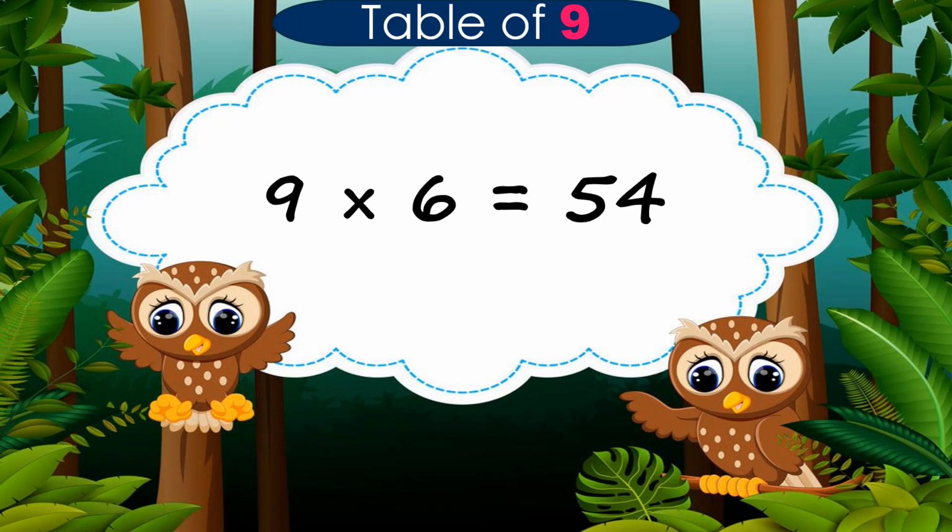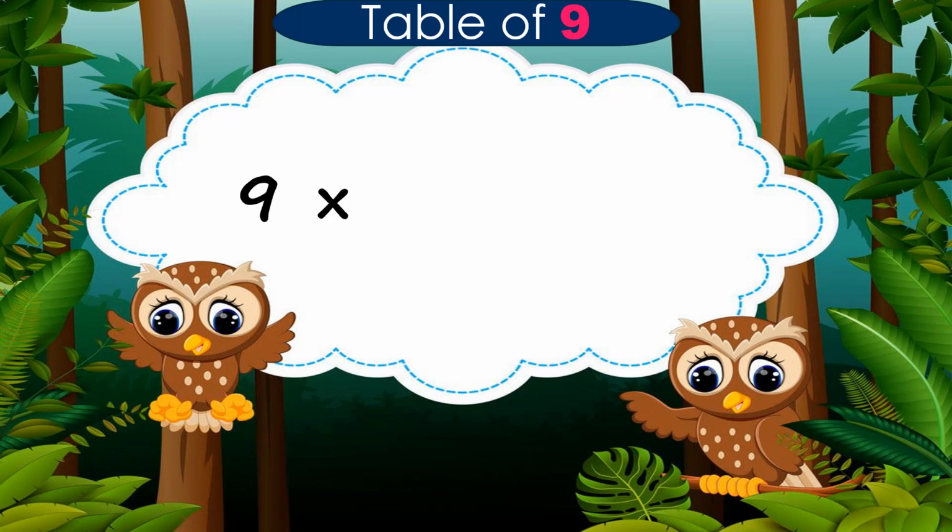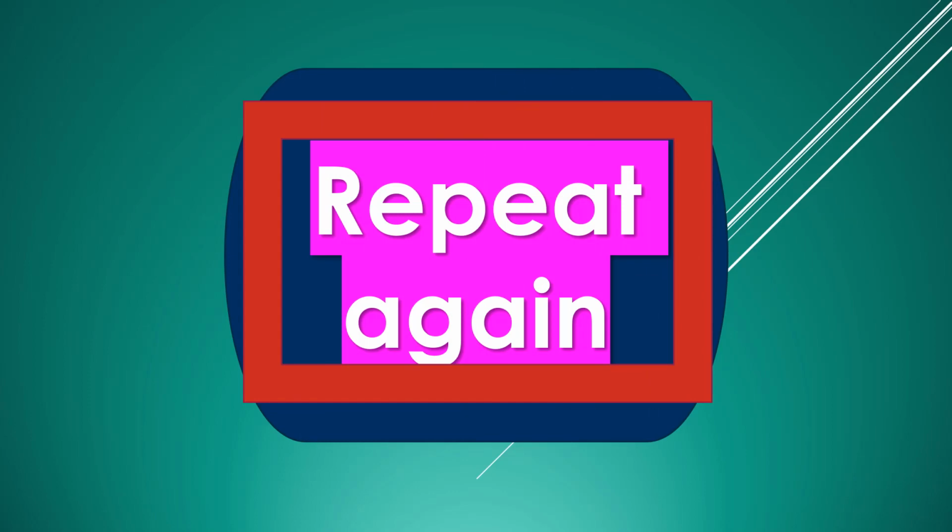9 sixes are 54. 9 sevens are 63. 9 eights are 72. 9 nines are 81. 9 tens are 90. Now repeat again.